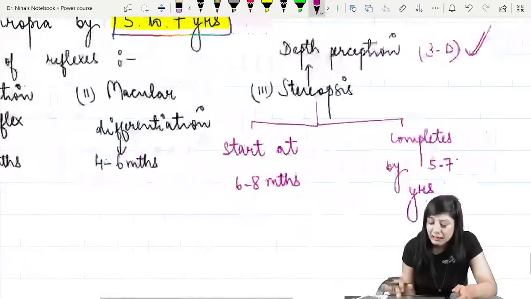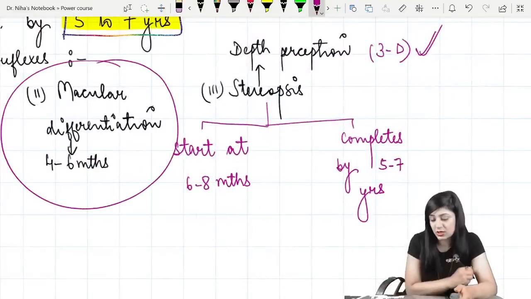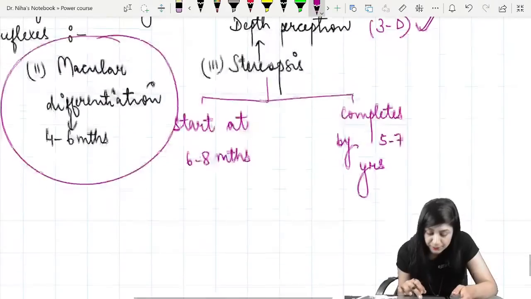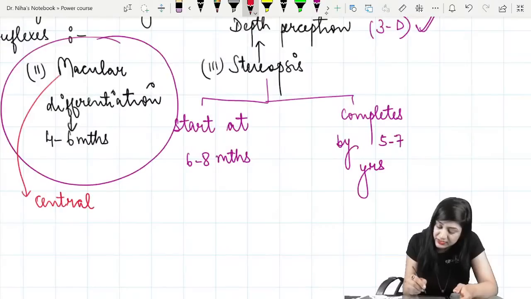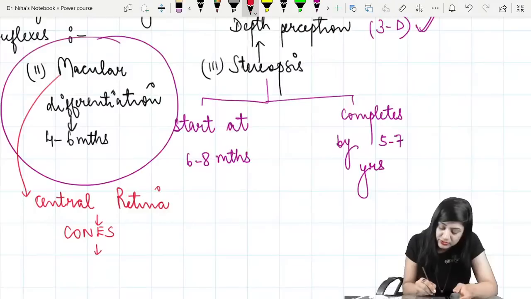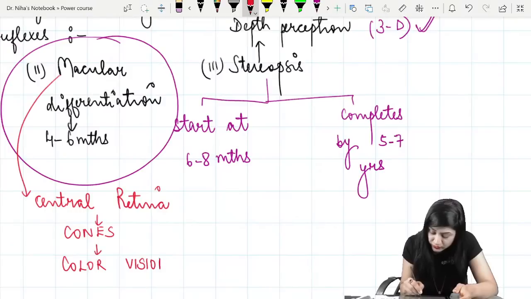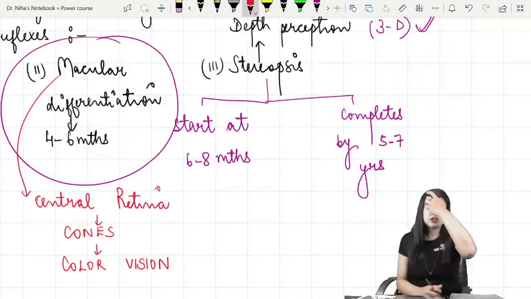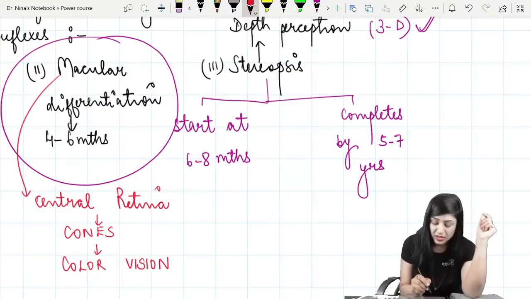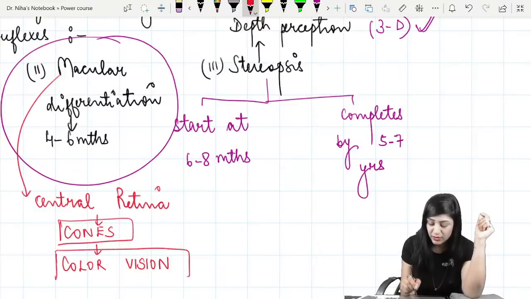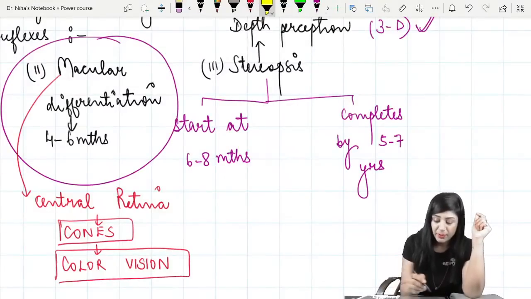Now, the macular differentiation: what is actually the macula? The macula is the central part of the retina, and the central retina has cones. Cones are responsible for color vision. So the macula is the central part of the retina, and the central part of the retina has cones. Cones are responsible for color vision. And you can remember this by C.